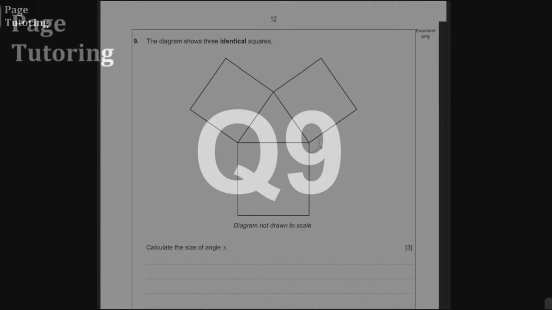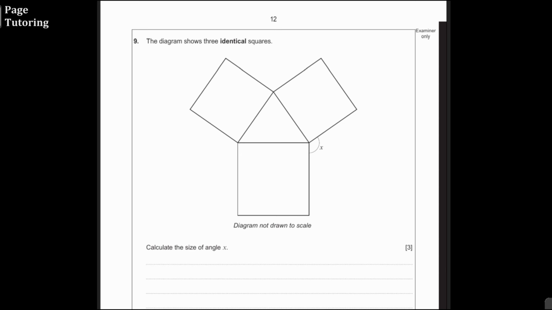Question 9. We can see a nice diagram. We've got some triangles. We've got an angle that we don't know here that's been marked as X. And we've got some what appear to be squares. And it says at the top, the diagram shows 3 identical squares. So we know that these are indeed squares. And it says calculate the size of angle X.